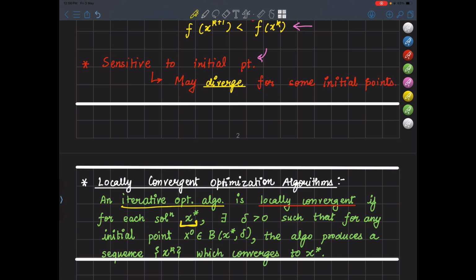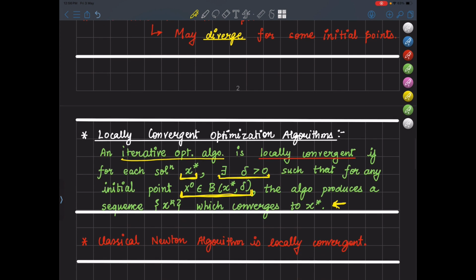For every solution x star, there exists a positive number delta, such that if you choose your initial point within the ball of radius delta around x star, then your algorithm converges to x star. This is locally convergent. Basically, it is saying that for these kinds of algorithms, if you choose your initial point sufficiently close to your optimal point, then your optimization algorithm will converge, otherwise it won't. And classical Newton algorithm is a locally convergent algorithm. So you need to choose your initial point sufficiently close to your optimal point.